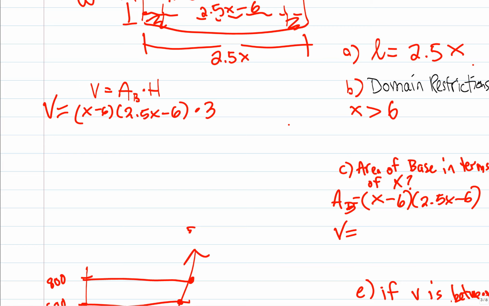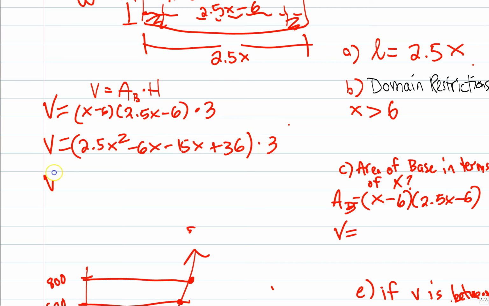We can multiply all this out, and we now have a volume of the base. So it's going to get a little messy, but I think we can handle this. Let's start with this. X times 2.5x, how about 2.5x squared? X times minus 6 would be minus 6x. This would be minus 15x plus 36. Still all times 3.